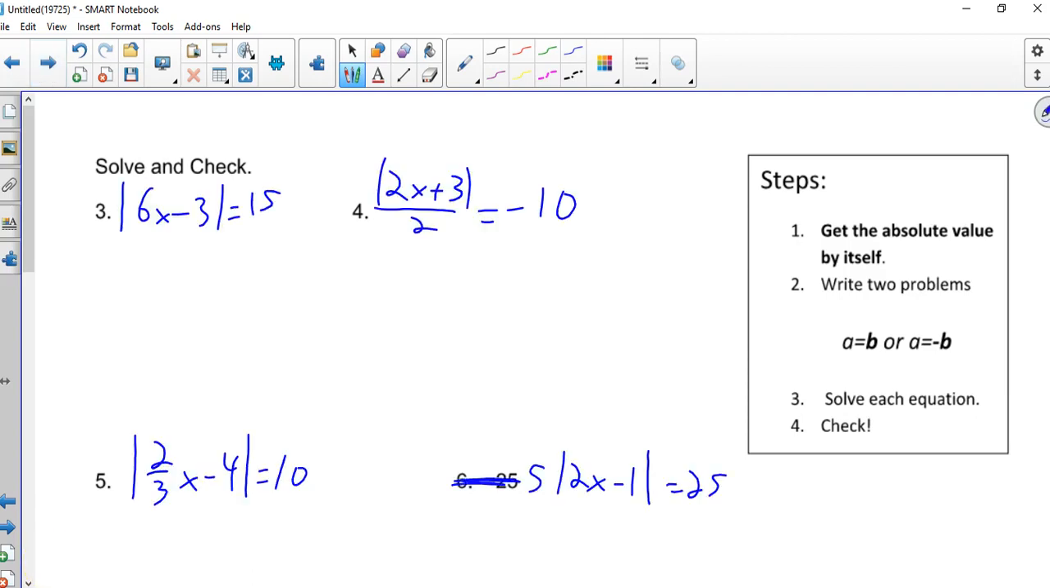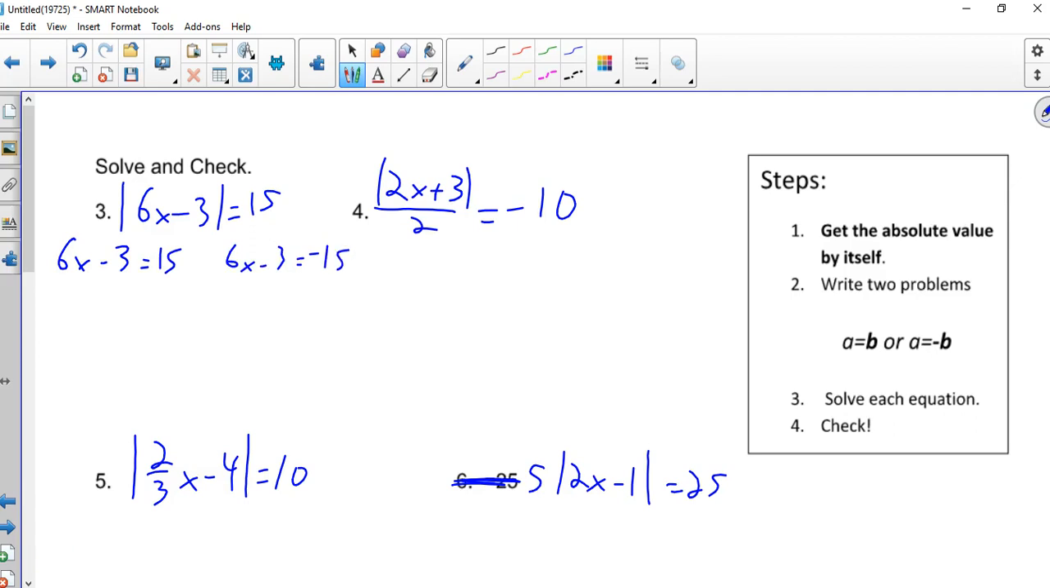Okay, I'm back. So there are 4 steps. Get the absolute value by itself. Write out 2 problems: A is equal to B, or A is equal to the opposite of B. Solve each equation, then check. So here we go. Is the absolute value by itself? Yes, it is. So we're ready to move on to step 2. So we're going to write 6x minus 3 equals 15, and 6x minus 3 equals -15.